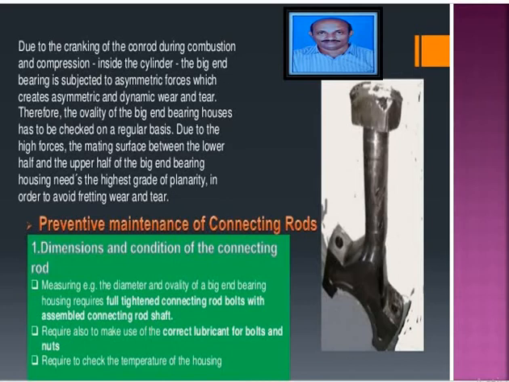Here also, whenever we manufacture the connecting rod, we have to take care of the material. That is the most important thing. For measuring, for example, we should consider diameter and ovality. The housing requires fully tightened connecting rod bolts and assembly, so there are many forces that we have to control. It also requires that we use the correct lubricant whenever it is running, for the bolts and nuts also.